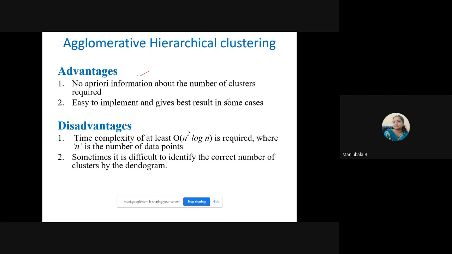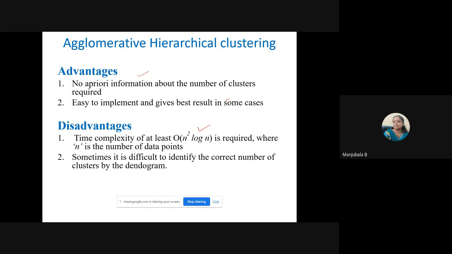And the disadvantage is that if you see the algorithm, it is partitioning the points every time. The time complexity is at least n square, or n square log n, where n is the number of data points.